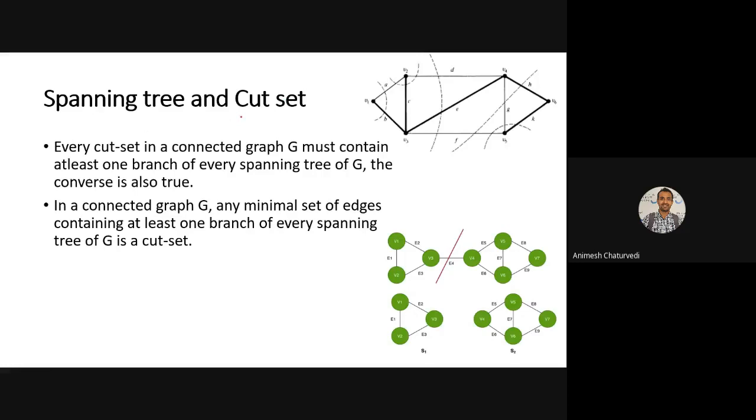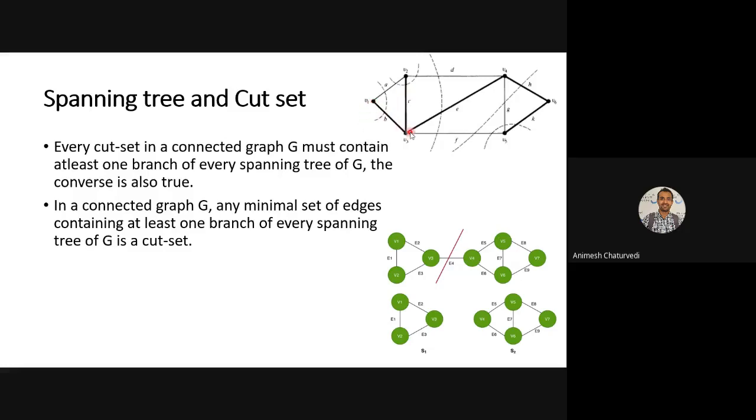Then the cut set and spanning tree further. Every cut set in the connected graph G must contain at least one branch of every spanning tree of G. Means in this example you can see one cut set, second cut set, third cut set, fourth cut set, fifth cut set. In each of the five cut sets, there is at least one branch included which is in the spanning tree.